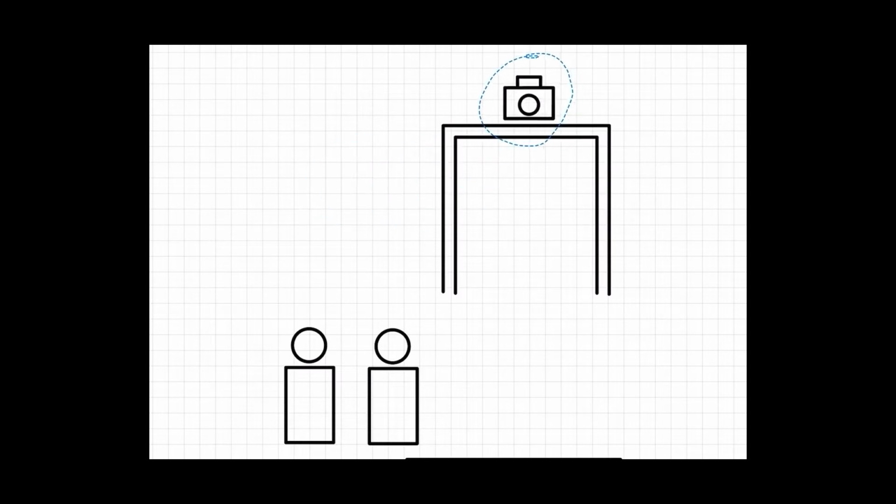So, what we decided to do was install a camera on top of the door frame and use the video in real time to track the people and determine if they entered or exited the room. Here's a demo of how that went.